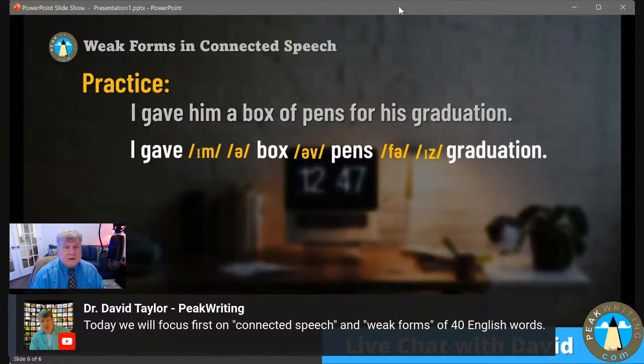We'll say these three together. For his graduation. For his. Say that one with me. For his. That is a completely different enunciation than for his. It's a completely new word. The sounds are blended together. For his into basically one word.